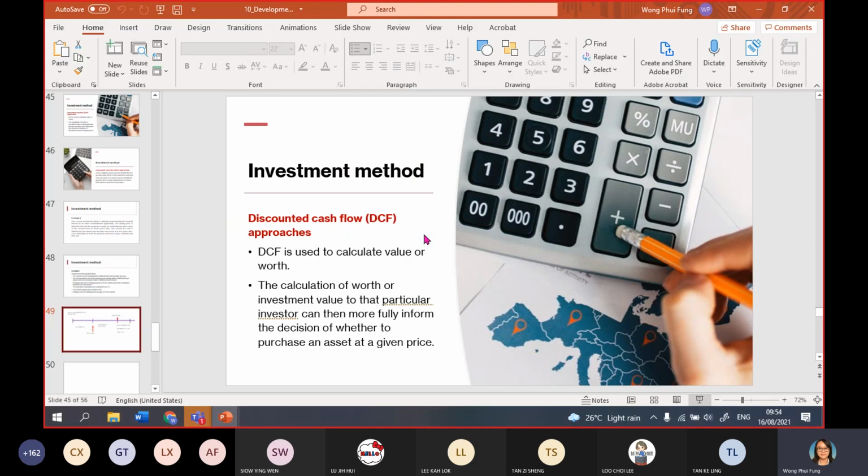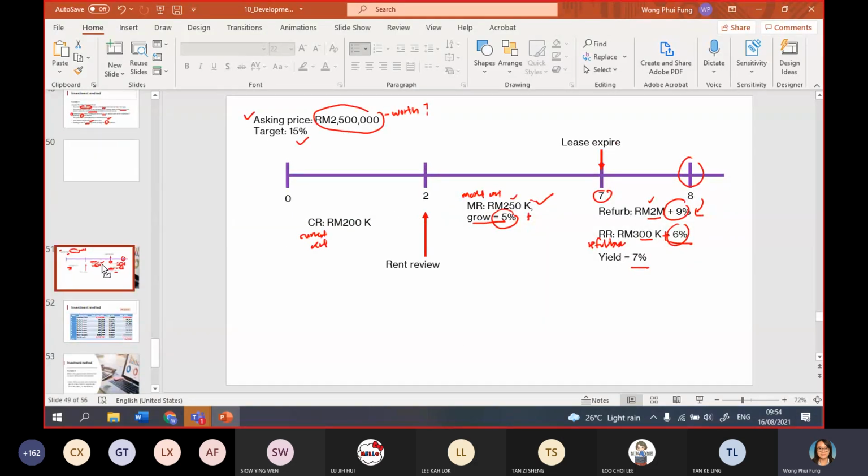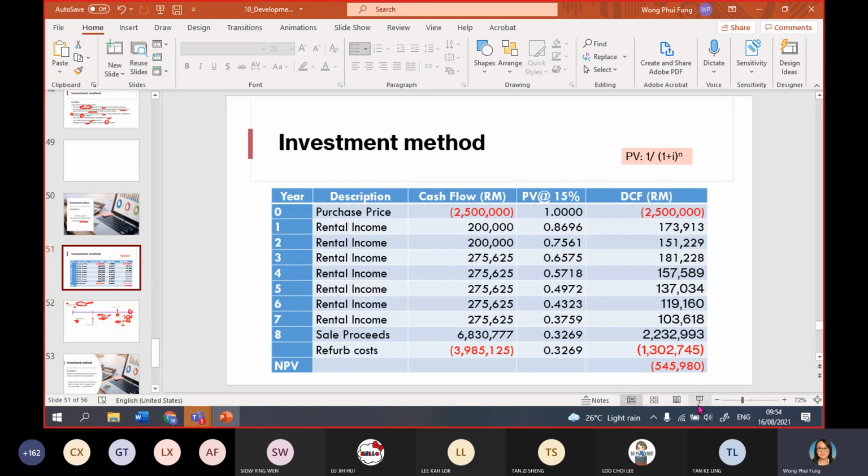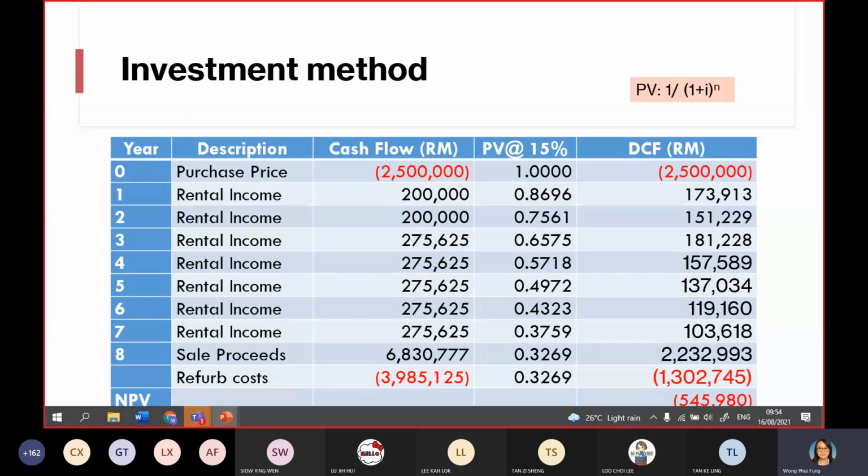Okay, so now, wait, I want to shift the slide first. Okay, so in order to calculate with this method, you have to produce a table form. So produce a table from year 0 until year 8 to see what happens in each year. What are the costs? What is the revenue that you are going to get in each year? Okay, so the description is whether you spend or you receive the income.